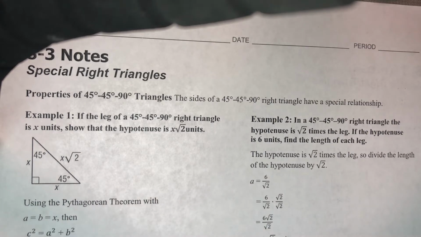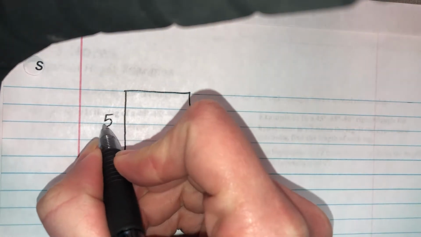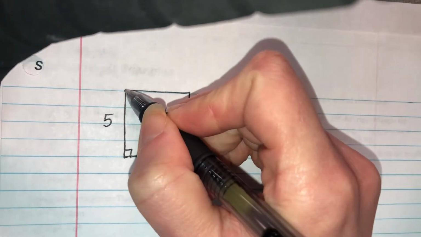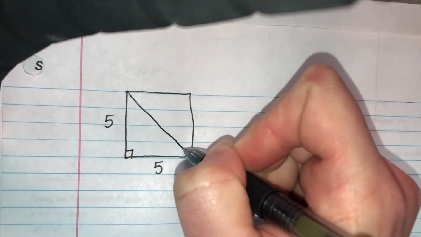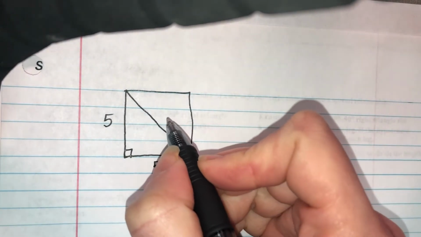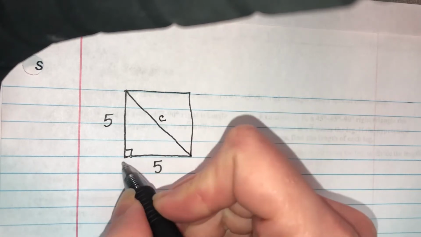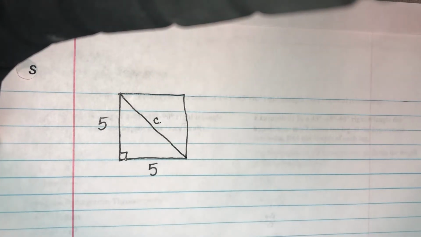The first one's pattern is shown right here on our note sheet, but I want to dive into a little bit of an exploration with you so that we can see if we can figure out what this pattern is exactly. Let's say that the shape I'm looking at is a square, and its side lengths are 5. All the way around, we have right angles, and all sides are 5. Now, what if I wanted to know how long this diagonal was? Let's call it C because it's the hypotenuse of this right triangle.